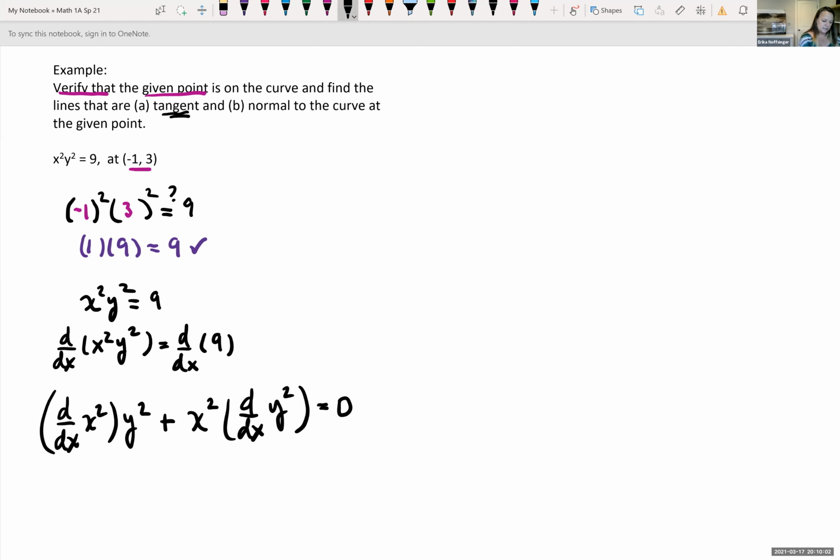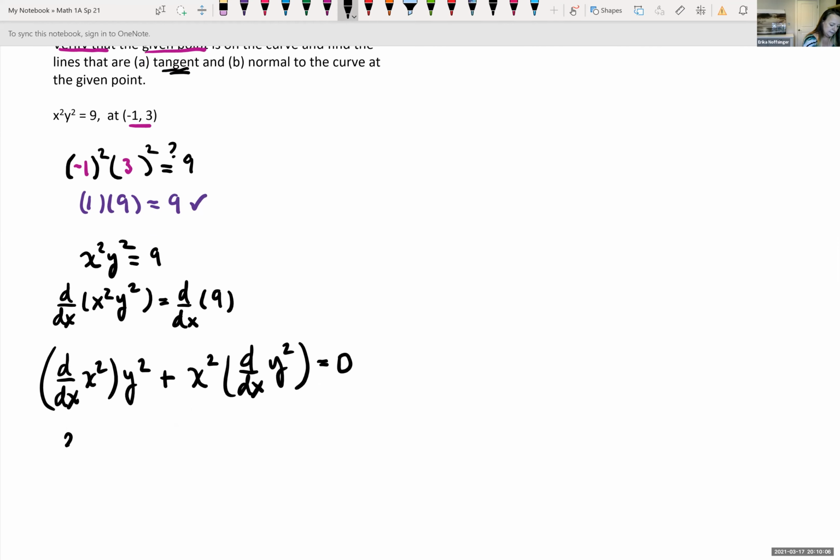So let's go through and take the derivatives. So the derivative of x squared, that is just 2x times this y squared, plus x squared, now times the derivative of y squared. Well, that is just 2y, but y is a function of x, so think of it as taking the derivative of the inside. So we would tack on the dy dx here.